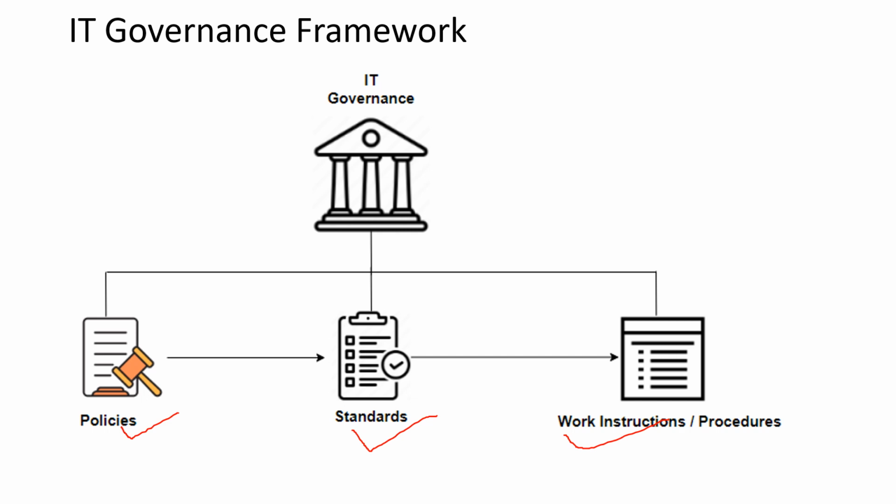So policies is the first step. These are the foundation of the governance framework. These are developed by the senior management, and then policies are further translated into standards by the architecture teams, and then standards are further dissected and composed into several procedure documents. The procedure documents will tell you how to implement. They will have steps on how to implement these standards and policy requirements.